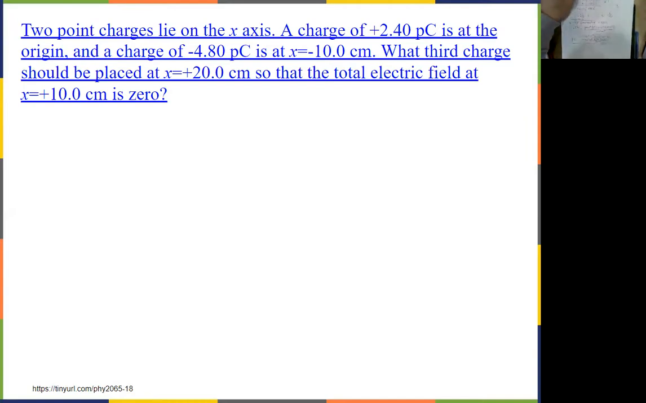On the electric field, we are going to take a look at this example here. It says two point charges lie on the x-axis. One is 2.4 picocoulomb, where P stands for pico, which means 10 to the negative 12. It's at the origin, and a charge of minus 4.8 picocoulomb is at x equal to minus 10. Now it's asking you to place a third charge at x equal to 20 so that the total electric field at x equal to 10 would be 0. What would be that third charge?